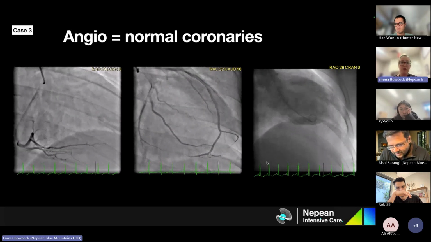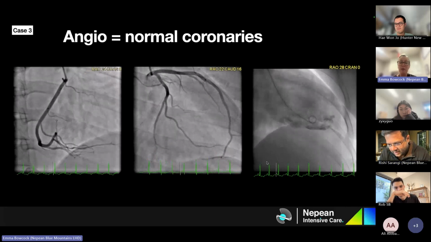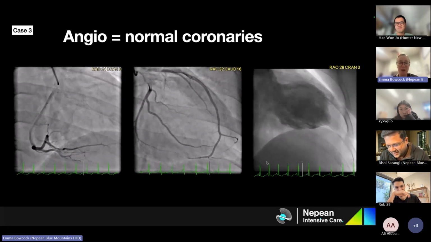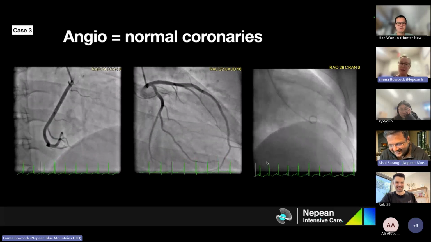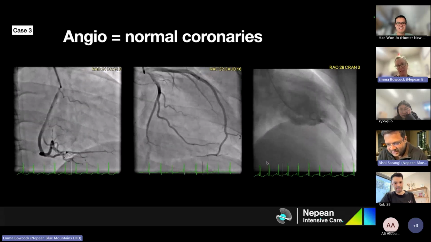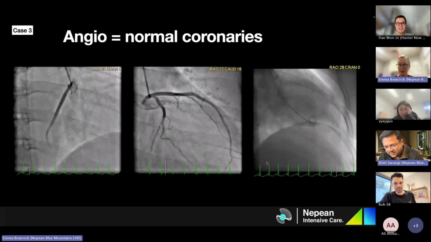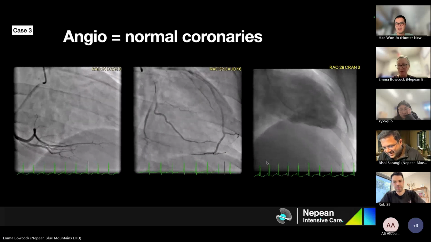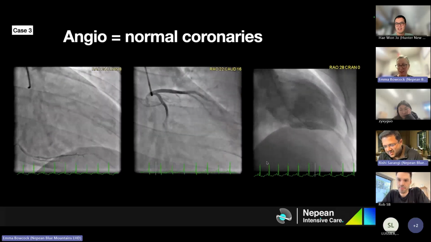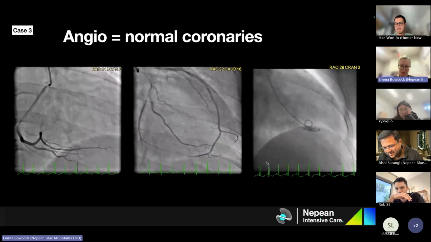So she went for her angiogram and she had normal coronaries. You have to take my word for it. The right and the left main, LCX, RCA, they all appear to be quite patent, and the LV gram appears to be... What do you think about the LV gram? The LV gram appears to be interesting. Normal to mildly reduced, I would say. Yeah, but the pattern.